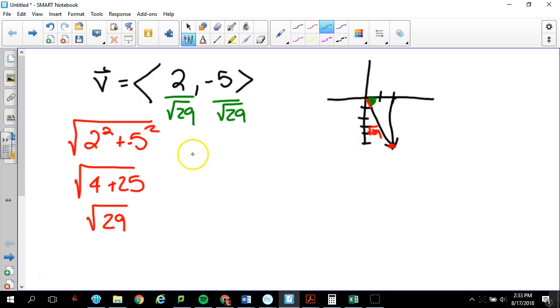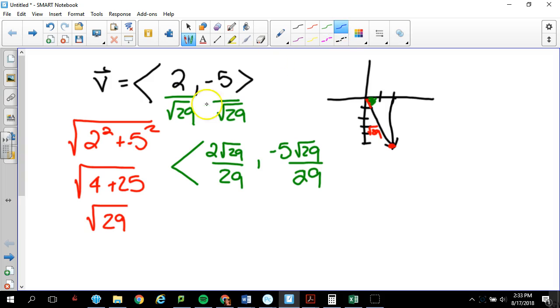So now I need to go ahead and simplify this out. Remember, I can't have a square root in the bottom. It has to be up top. So now I'm going to have 2 square root 29 over 29, and -5 square root 29 over 29. That's because, instead of leaving it like this, I multiplied all 4 terms by square root 29. So I get 2 square root 29, -5 square root 29, and square root 29 times square root 29 equals 29. And that's because I can't have a square root in the bottom. So this right here is my unit vector.